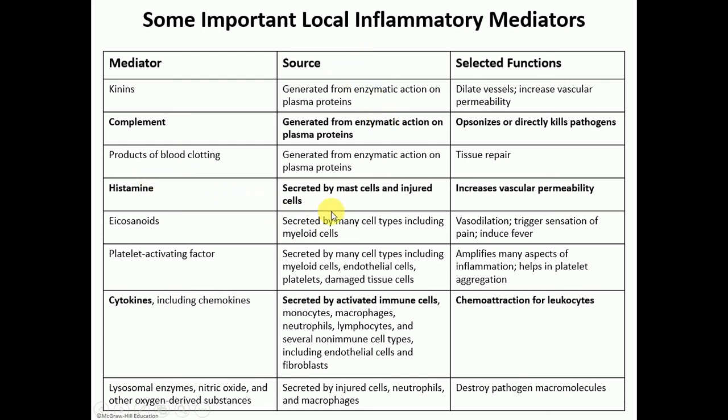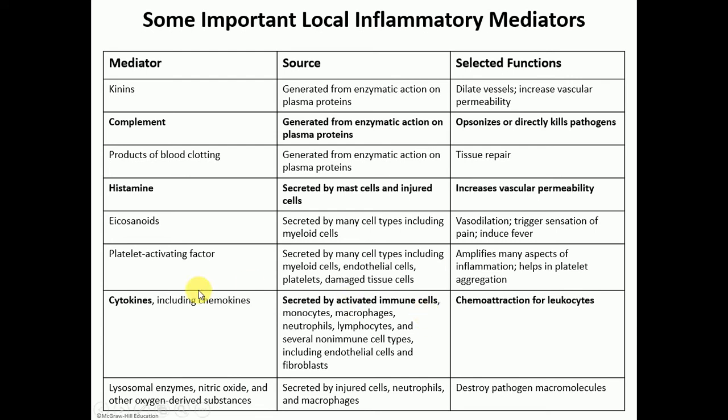Histamine is made by mast cells, and injured cells are going to produce histamine. Histamine is a vasodilator. We've seen in the previous slide how the blood vessels dilate in order to bring in more blood and help the white blood cells reach the damaged area.